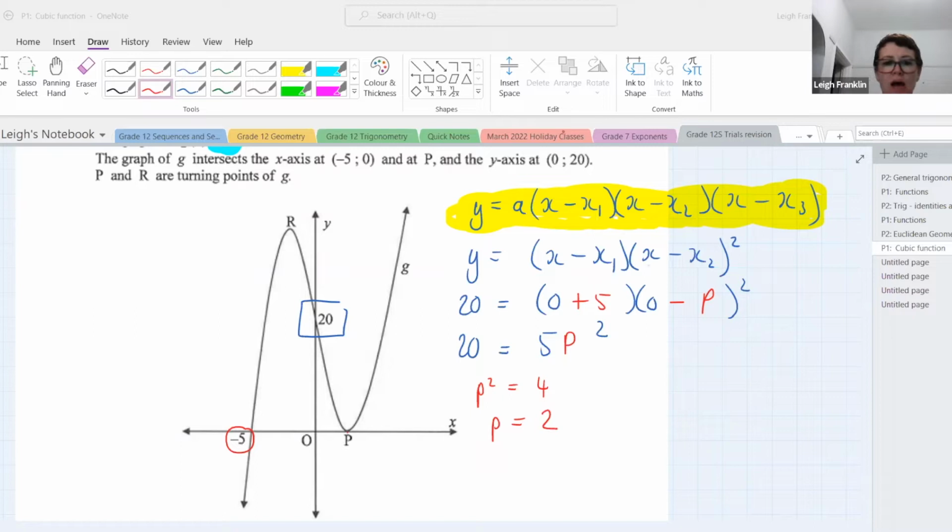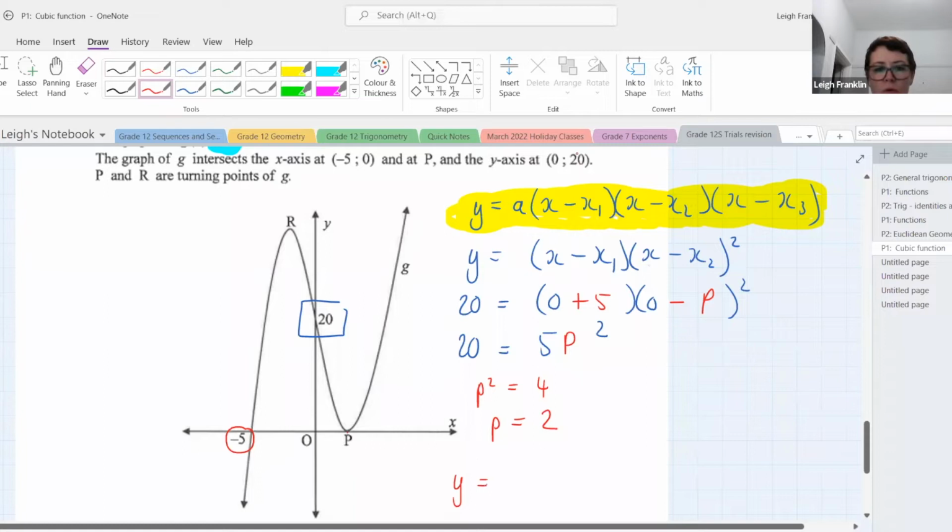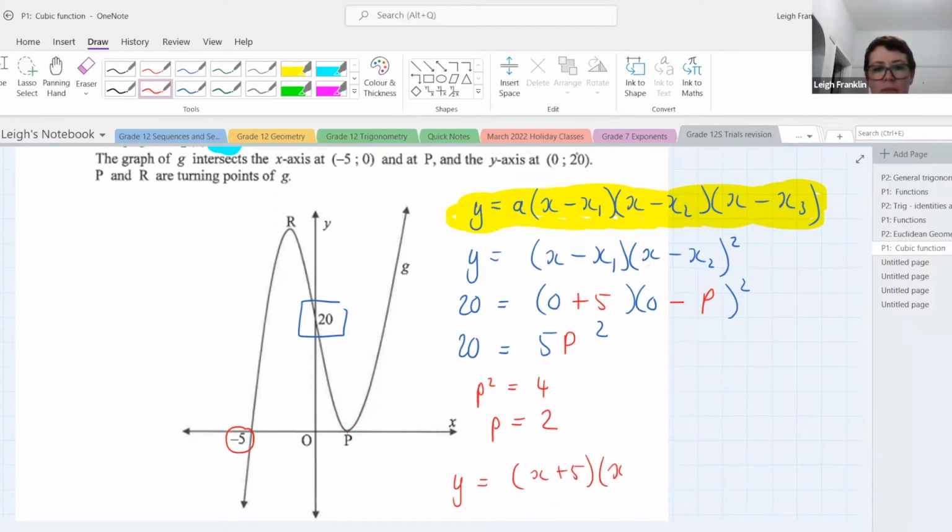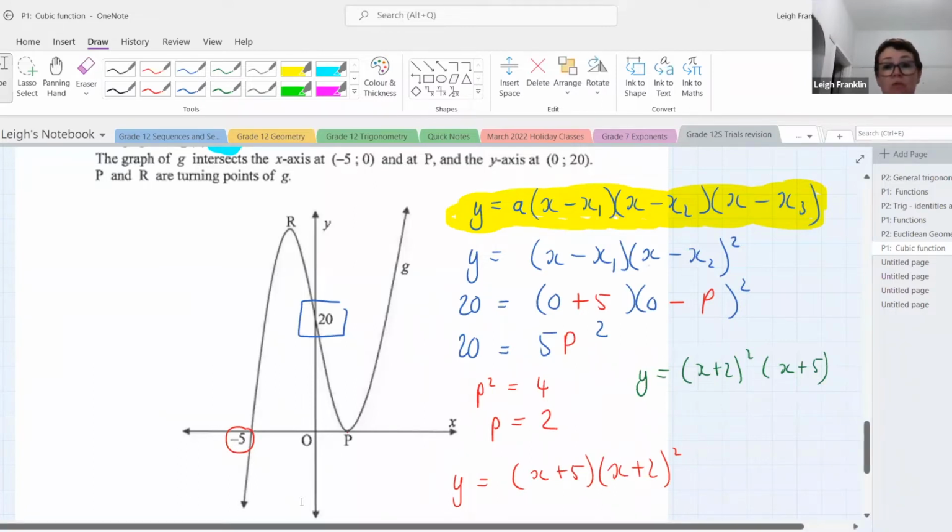Okay, now that we know that that's 2, we can go back and sub in and say y equals x plus 5 times x plus 2 squared. If I wrote it as y equals x squared times x plus 5, Tyler, it doesn't make any difference to how I'm going to work out my answer. What I need to do now is multiply out all my brackets.